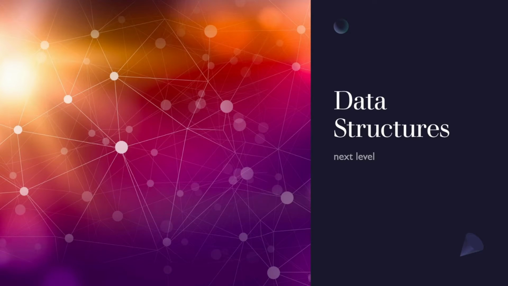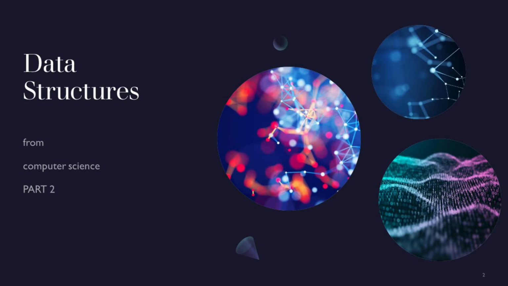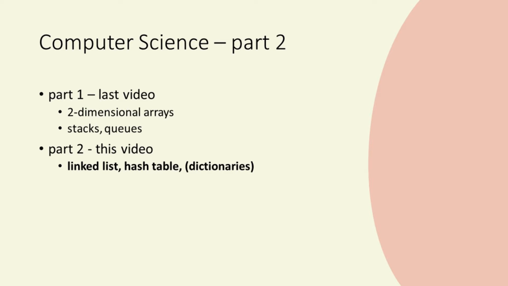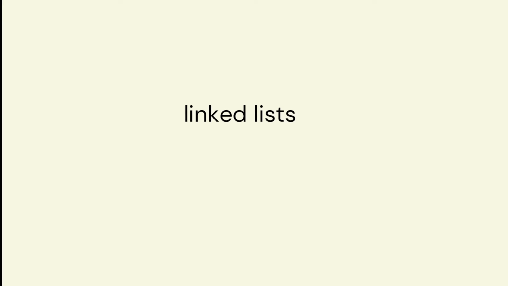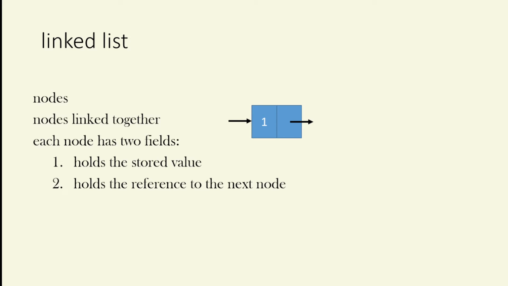Data structures from computer science might seem a bit complicated. If you want a simple view, watch this video. We mentioned linked lists. So linked lists, we have nodes, which we link together.